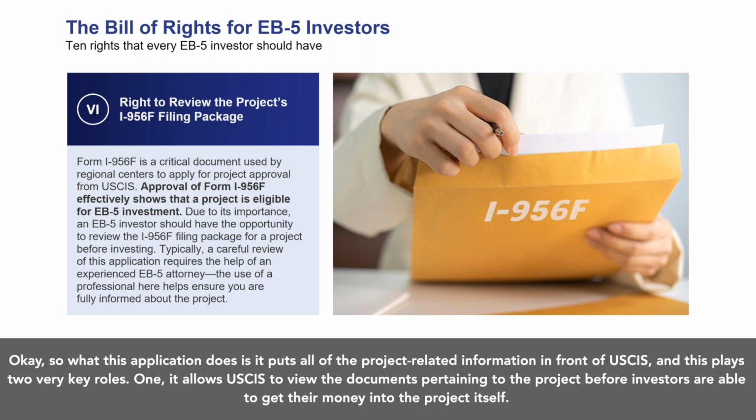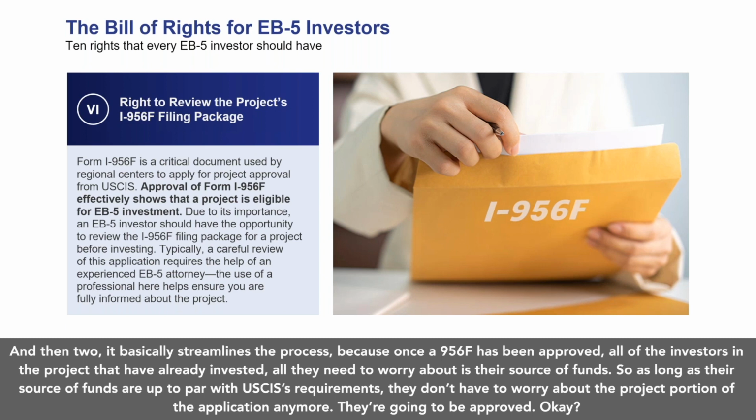One, it allows USCIS to view the documents pertaining to the project before investors are able to get their money into the project itself. And then two, it basically streamlines the process because once a 956F has been approved, all of the investors in the project that have already invested, all they need to worry about is their source of funds, right? So as long as their source of funds are up to par with USCIS requirements, they don't have to worry about the project portion of the application anymore. They're going to be approved.